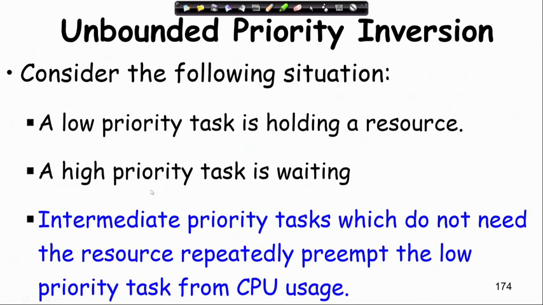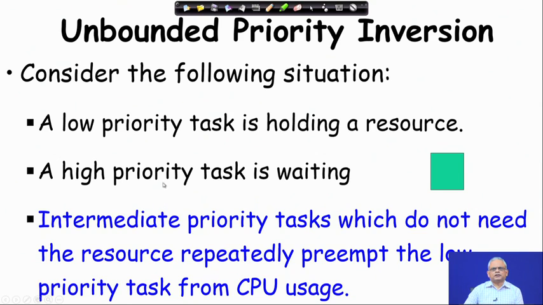The low priority task is holding a resource, okay, fine, and the high priority task is waiting, that is a simple priority inversion. But an unbounded priority inversion situation occurs where the low priority task has been preempted from using the CPU, and therefore, the low priority task is not able to make progress with its resource uses, and the intermediate priority tasks keep on executing on the CPU. Just to explain the unbounded priority inversion, let us look at the following example.